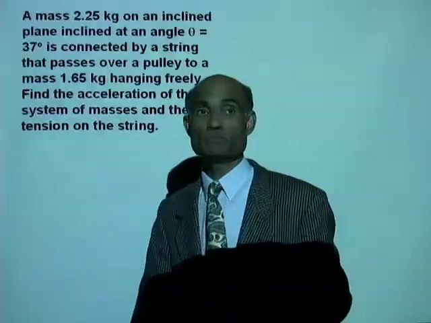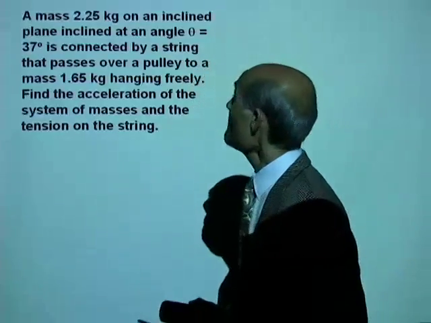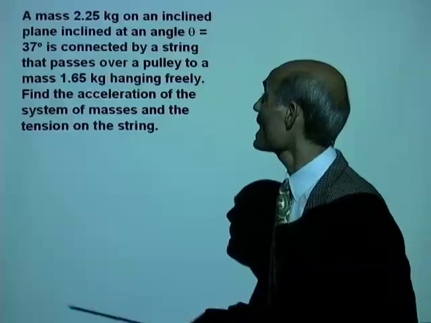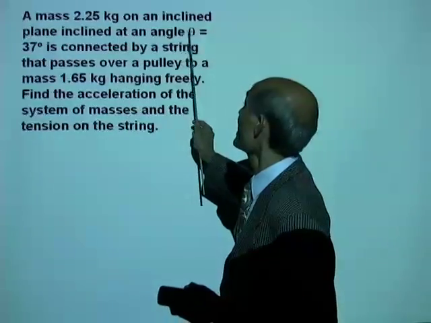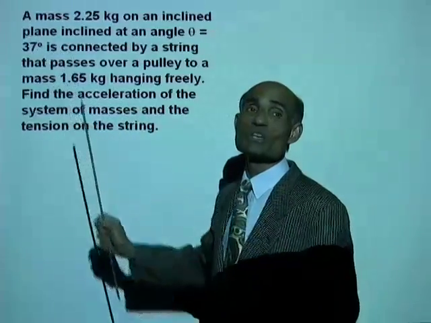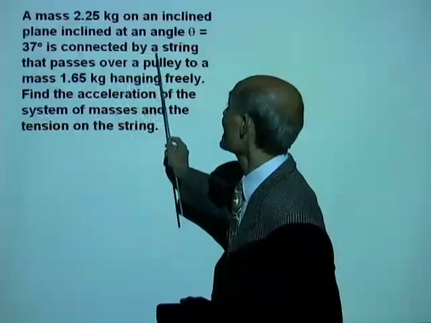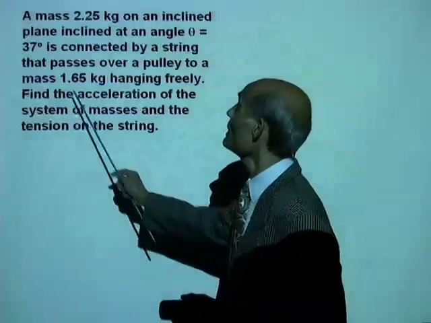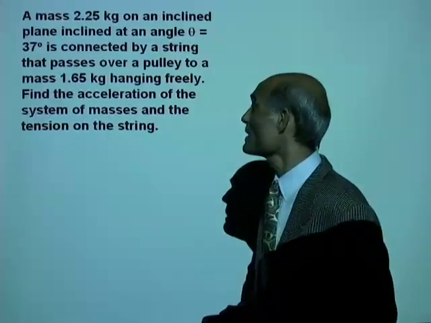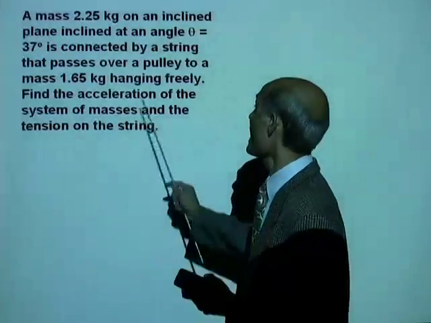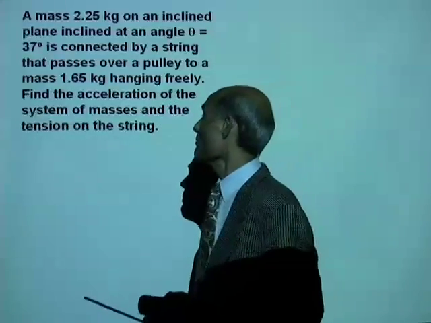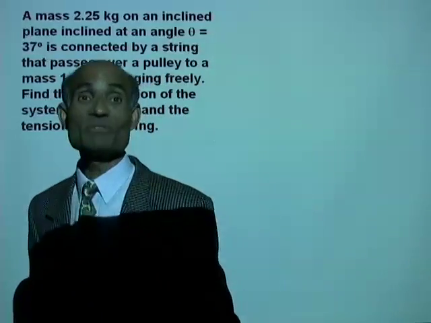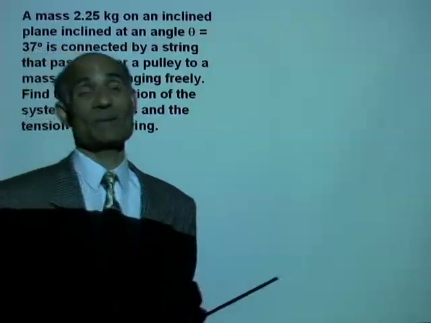All right, let's do another one. A mass 2.25 kilogram on an inclined plane, inclined at an angle theta equal to 37 degrees, is connected by a string that passes over a pulley to a mass of 1.65 kilogram hanging freely. Find the acceleration of the system of masses and the tension on the string.